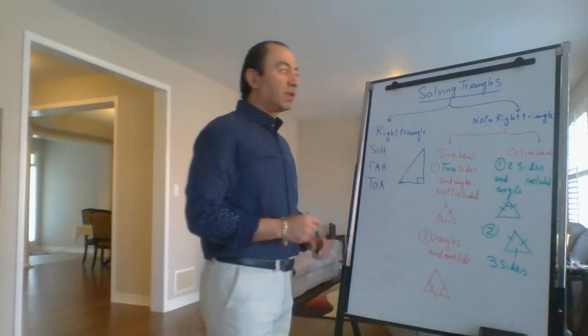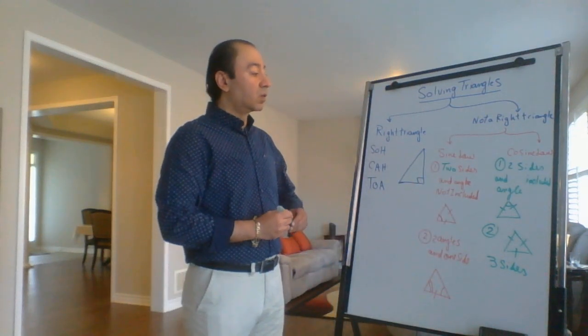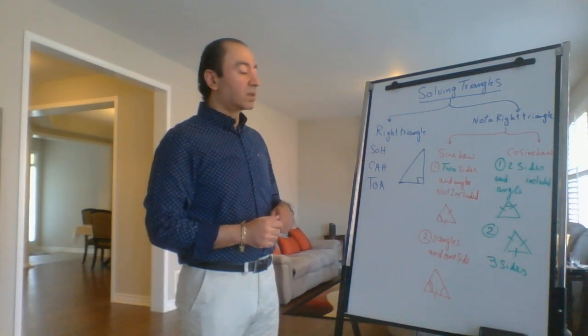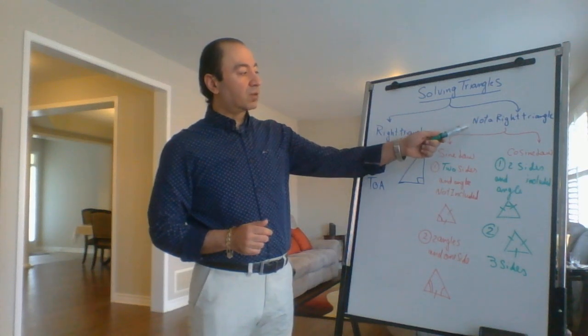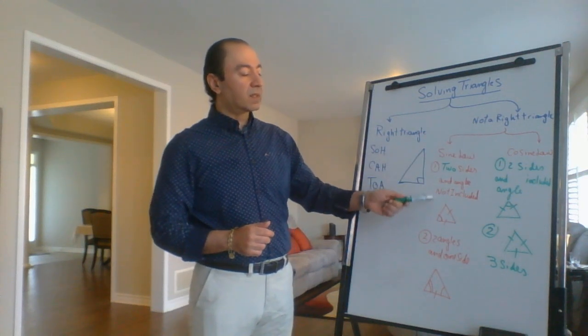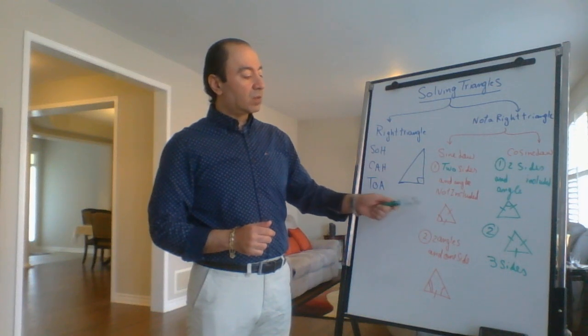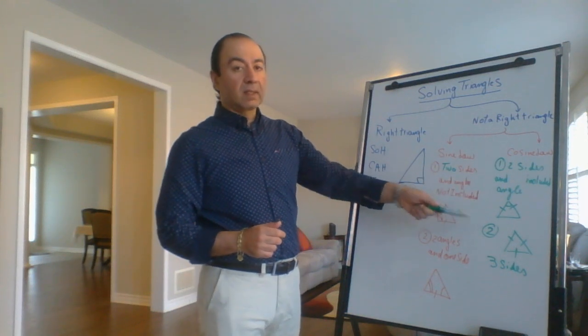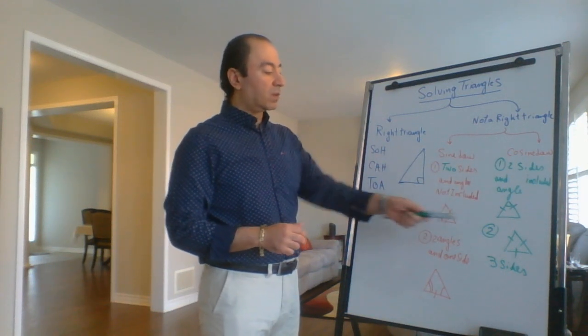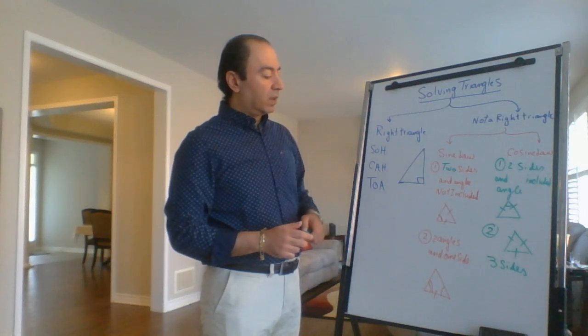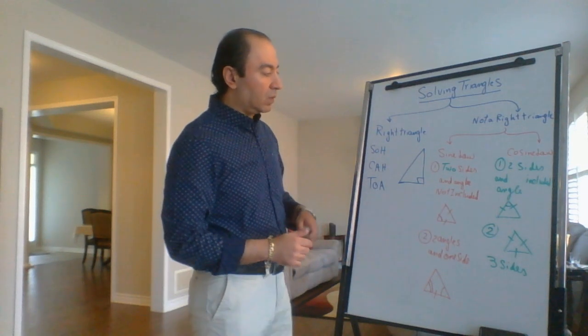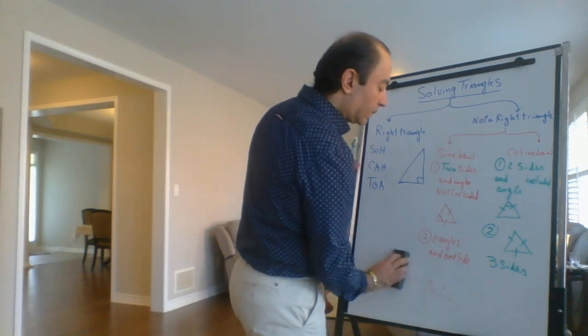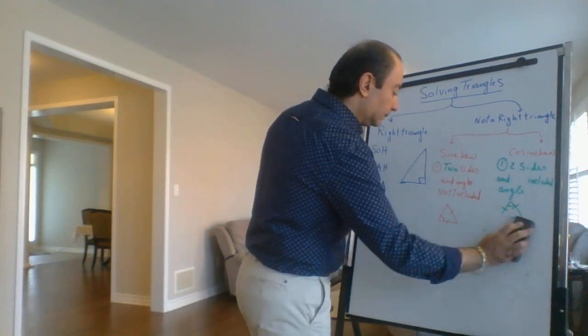So this is the summary of all the solving triangles. Right triangle, not a right triangle, we have two cases. Two sides and angle not in between, we use sine law. Two sides and angle in between, we use cosine law. Three sides, cosine law. Two angles and one side, we use sine law.